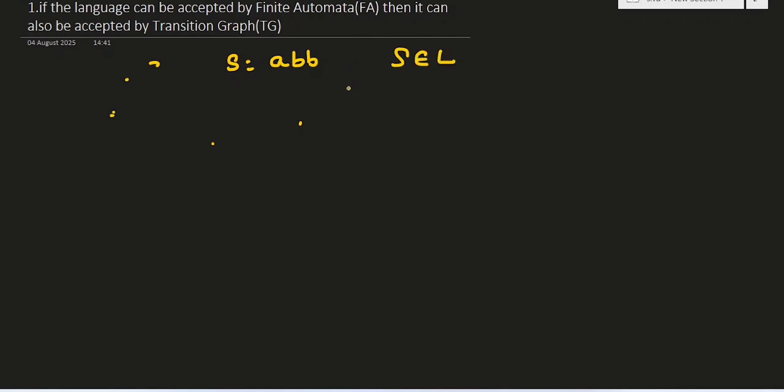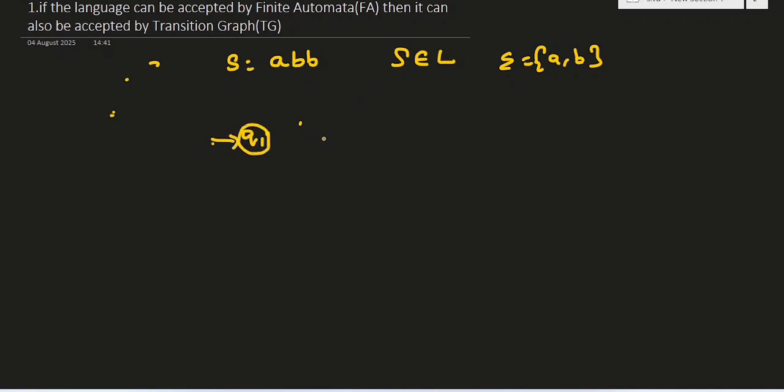Now, I want to prove this. What are the input symbols? You have two input symbols, A and B. That means sigma is equal to {A, B}. Now, we will try to draw a finite automaton for this specific string. Let us assume that we start from the state Q1.